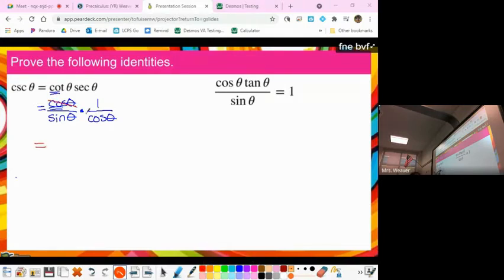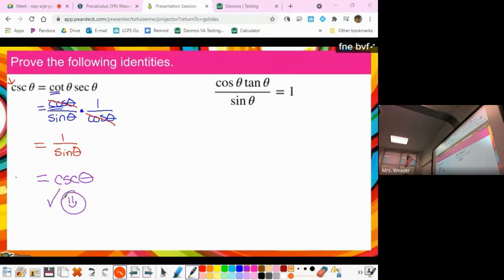The cosine on top and the cosine on bottom cancel, and that gives me 1 over sine theta. And now I'm really smiling, because what am I trying to prove that the right side equals? The left side, which is cosecant. And what do we know about cosecant and sine? They're reciprocals. So 1 over sine theta is just the reciprocal of sine theta, which is cosecant theta. So we did it.